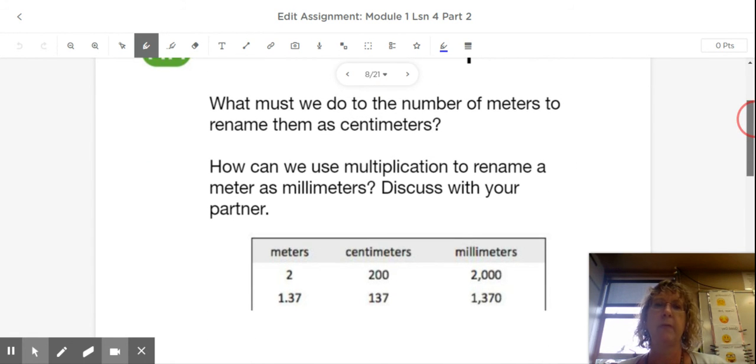What must we do to the number of meters to rename them as centimeters? We're not changing how far we've moved. We've still only gone 2 meters, 2 meter sticks. But we can call it 200 centimeters or 2,000 millimeters. It doesn't change the width or the space we jumped. Same thing here. 1 meter is the same as 137 centimeters. It's the same as 1,370 millimeters. It doesn't change the amount of space we're covering, right?